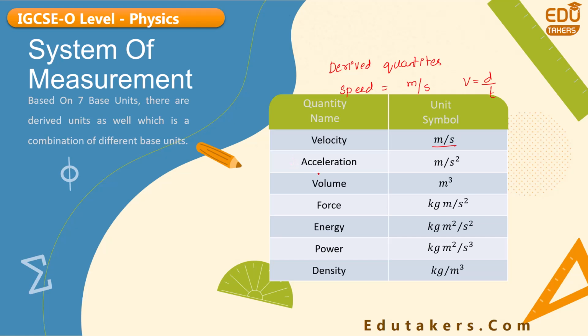Next one is acceleration. It's also our derived quantity. Acceleration is basically the change in velocity per unit time. So velocity is measured in meter per second. In the velocity, the displacement and time, both of these are base quantities. Here is one extra time, meaning one extra unit which is second. That's why acceleration is also a derived unit. There is also the volume, which is a derived unit, which is obtained when you multiply the length 3 times.